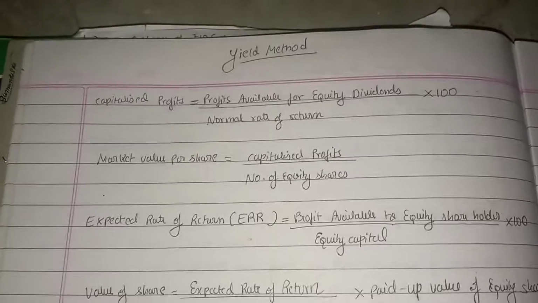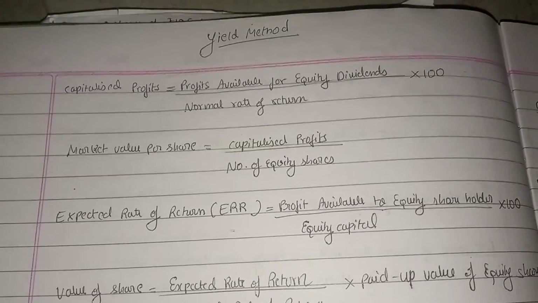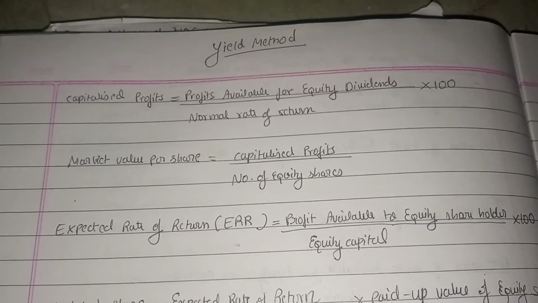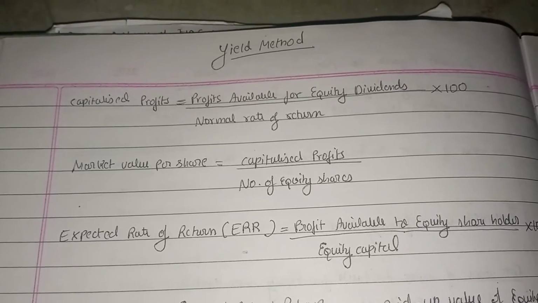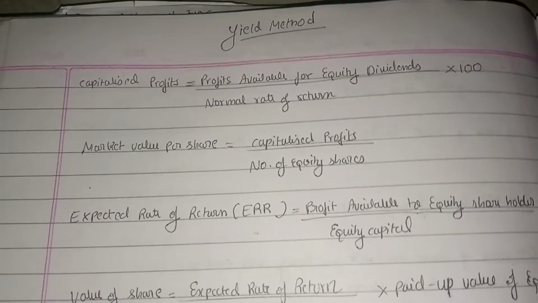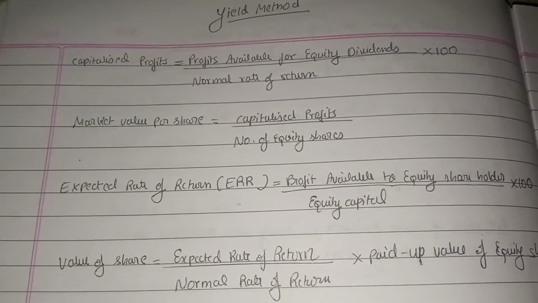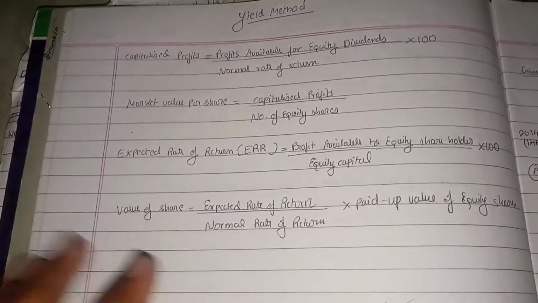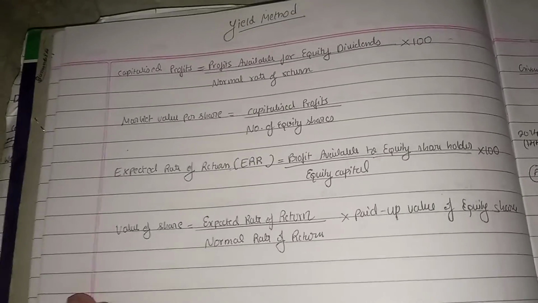They can ask these formulas for 2 marks: yield method, capitalization, capitalized profits, market value per share, ERR, expected rate of return, value of equity share. Any of these formulas they can ask for 2 marks, so you have to be prepared. This also helps you to score well in the 15 marks question too.